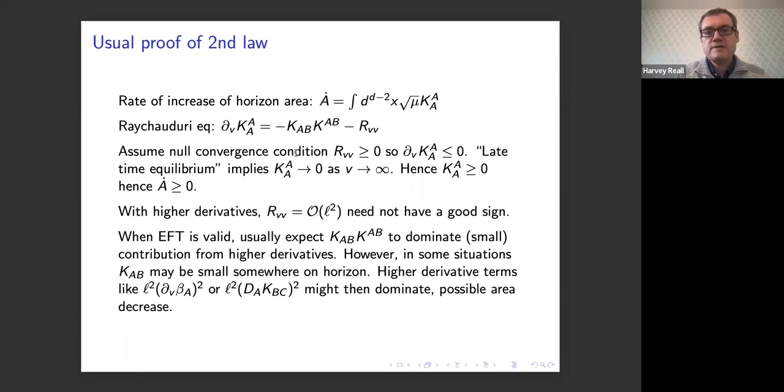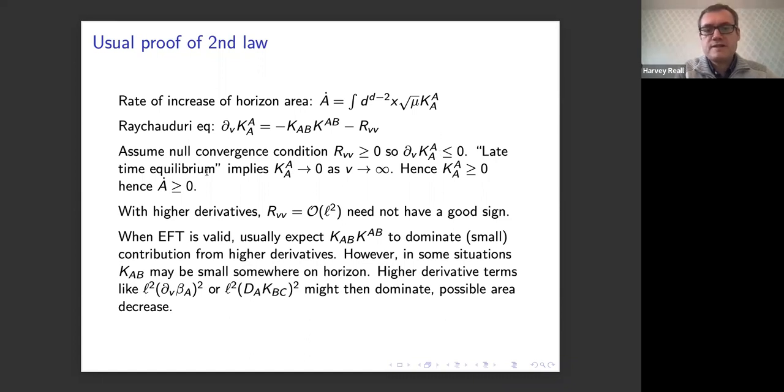To prove the second law, one uses Raychaudhuri's equation, which I've written out here. This is basically a formula for the VV component of the Ricci tensor. If we know something about the sign of this component of the Ricci tensor, let's assume we do, the null convergence condition says that RVV is non-negative. Then you can see the right-hand side is non-positive. Both terms are negative. And so the V derivative of K is therefore decreasing.